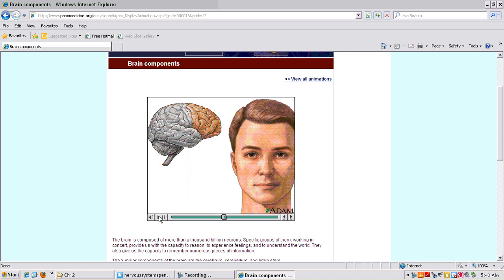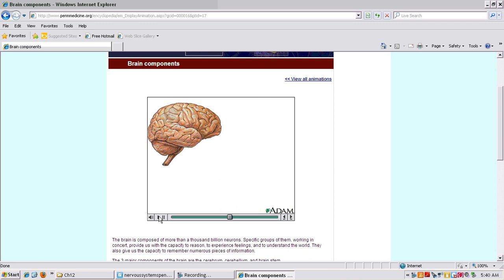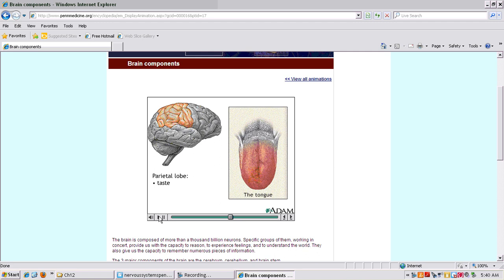Voluntary body movements are controlled by a region of the frontal lobe. The frontal lobe is also where we shape emotional reactions and expressions. Now, let's take a look at the parietal lobe. There are two parietal lobes, one on each side of the brain. The taste center is located in the parietal lobes.